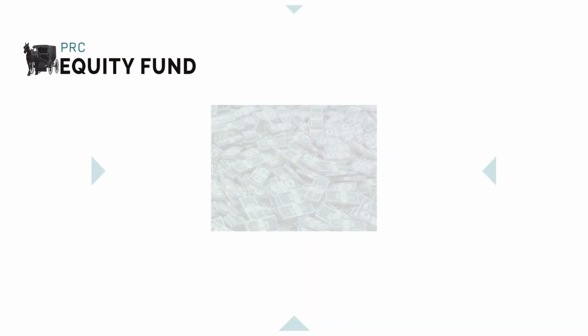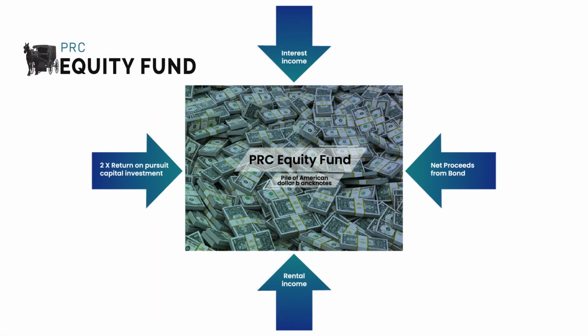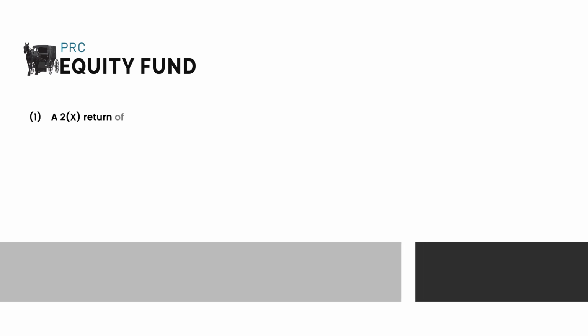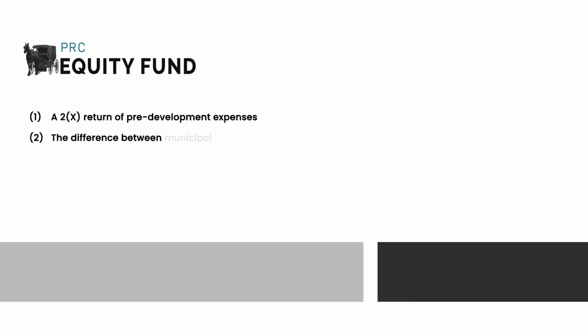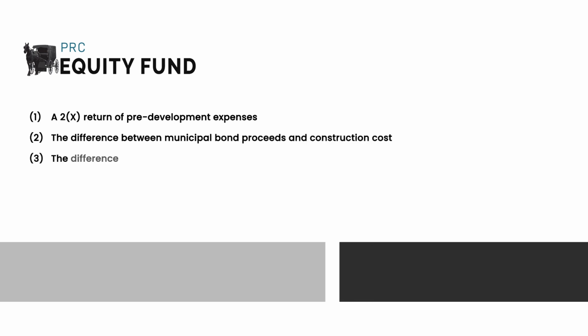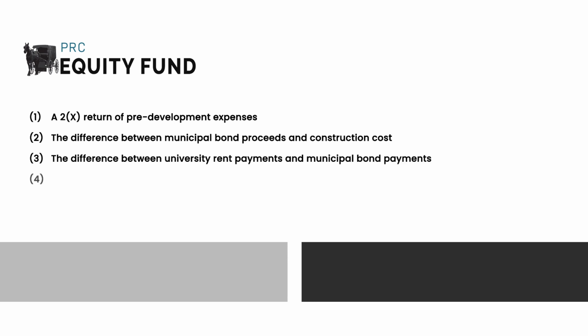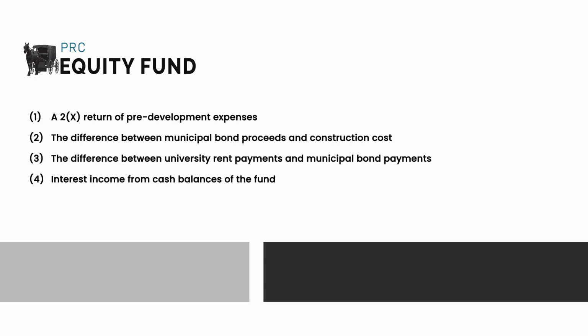So the fund earns revenue in 4 ways. 1. A 2 times return of pre-development expenses. 2. The difference between municipal bond proceeds and construction costs. 3. The difference between university rent payments and municipal bond payments. 4. Interest income from cash balances on the fund.